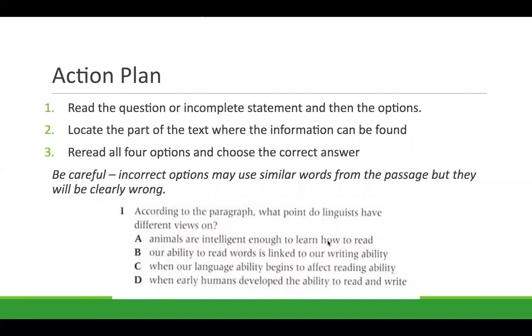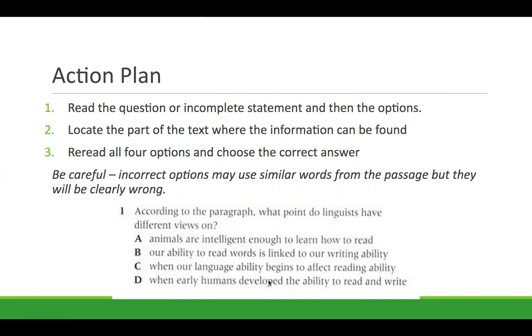So, how are we going to deal with it? You have to read the question or incomplete statement and then the options. So, read the questions first before reading the options. Locate the part of the text where the information can be found, reread all four options and choose the correct answer. So be careful. Incorrect options may use similar words from the passage, but they will be clearly wrong. So it's important that you fully understand the meaning of what you're reading.